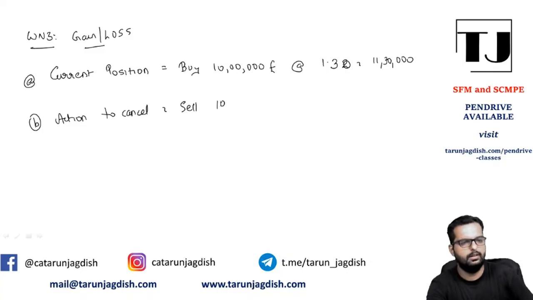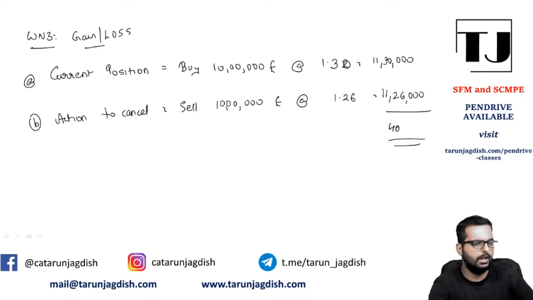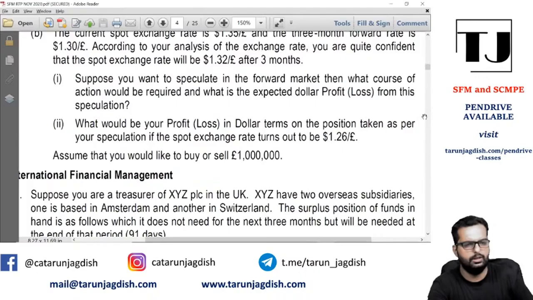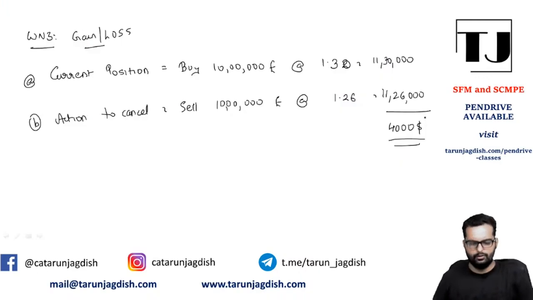Point number B, action to cancel. What would you do? Sell 10 lakh sterling at 1.26. That is 11 lakh 26,000. So what is the loss you're making over here? You're making a loss of $4,000. Can you write down this and finish it off? Chat and let me know when you are done.